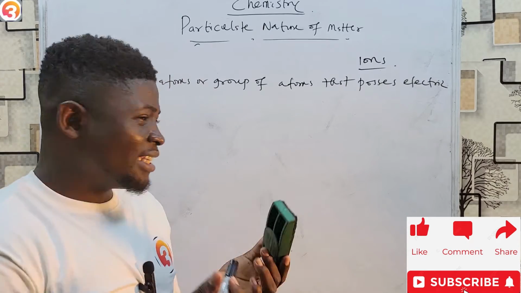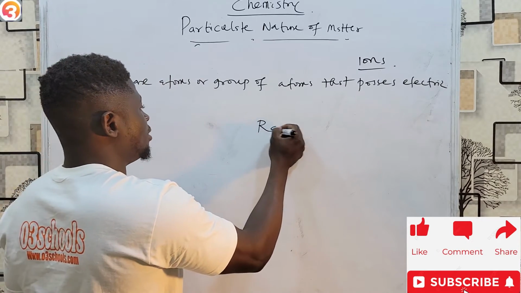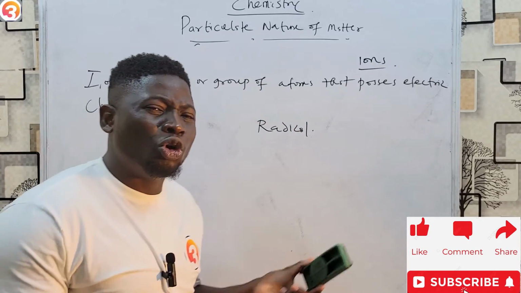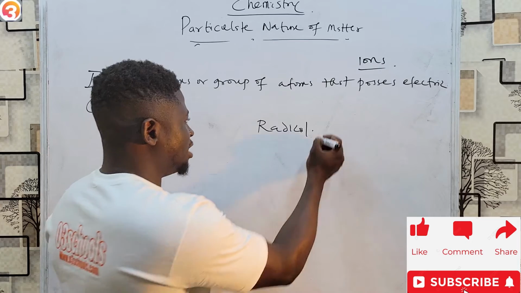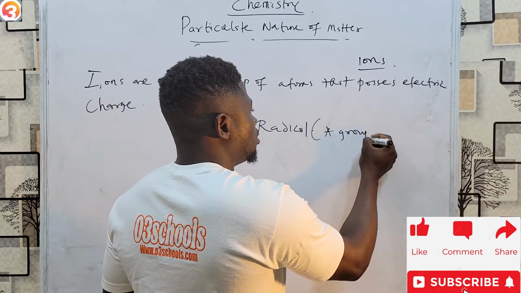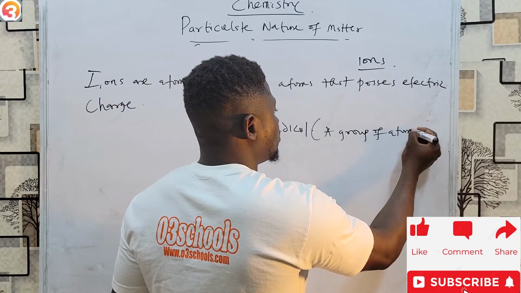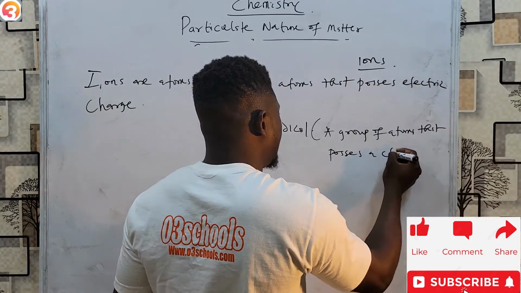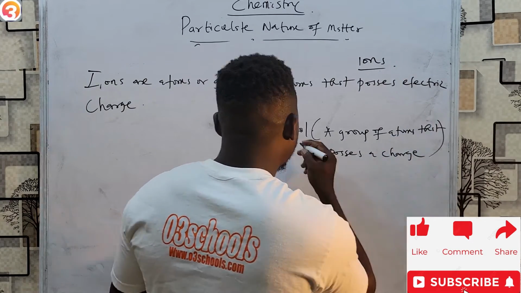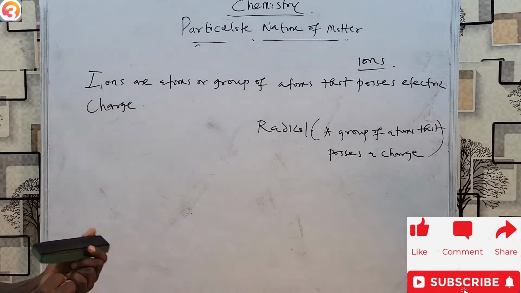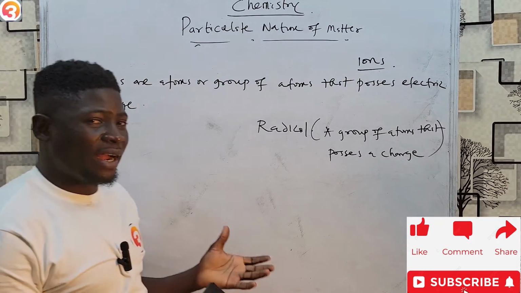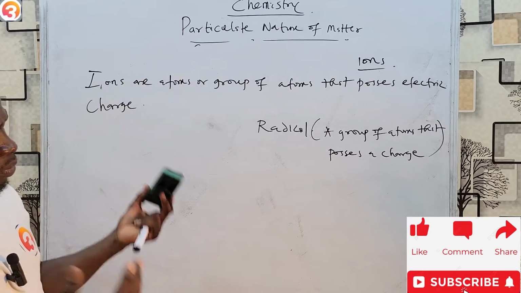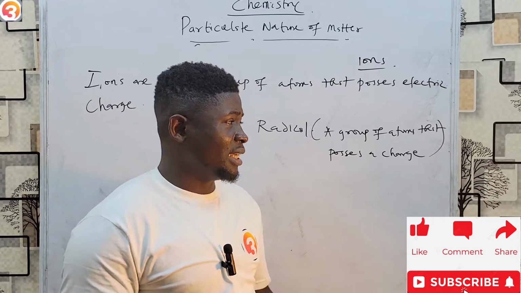And sometimes there's a term called radical, which can be defined as a group of atoms that possess a charge. A group of atoms that possess a charge. So radicals are groups of atoms that possess a charge. So ions are atoms or groups of atoms that possess electric charge.